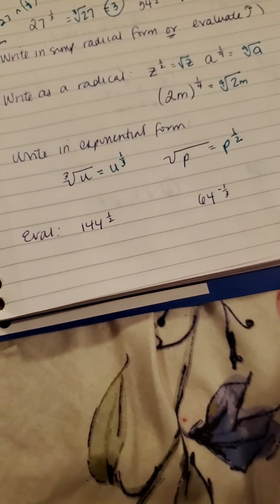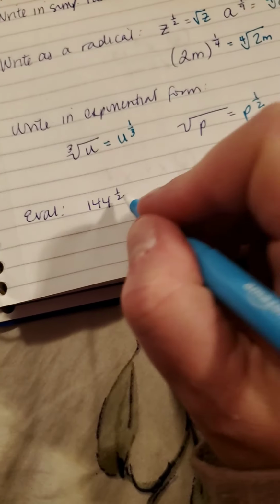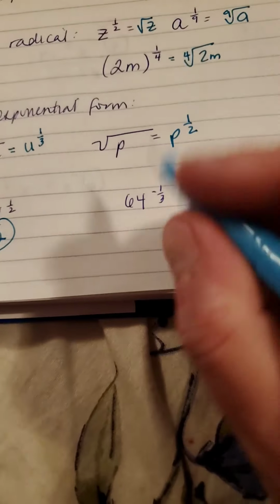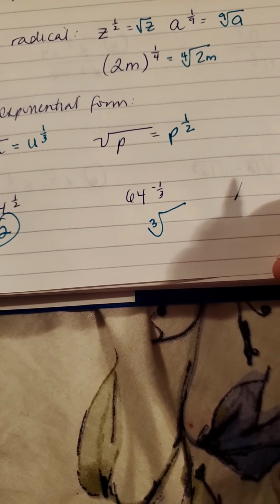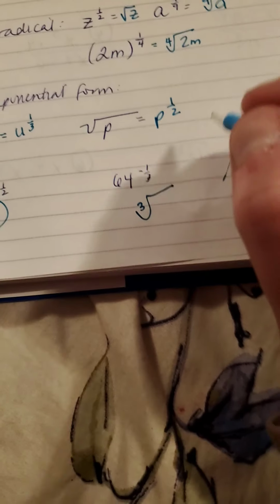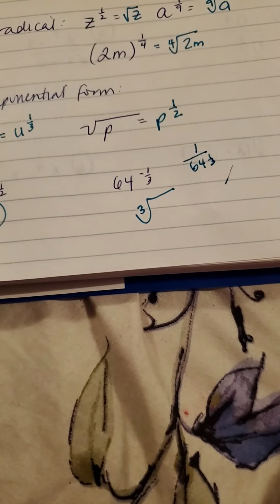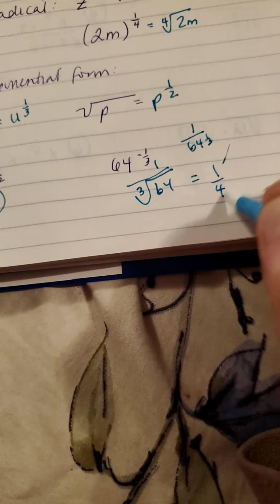So you can see down at the bottom I have 2 evaluating examples. This is just asking you what the square root of 144 is. And this one's asking you what the cube root of, well, that negative can go a bunch of different ways. You can think of it this way. So that's like this. So we get 1/4.